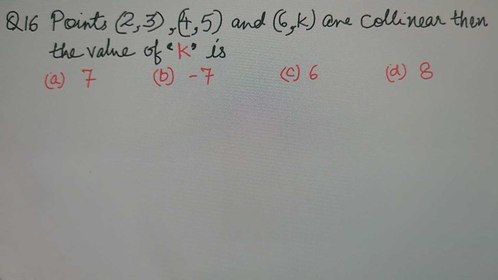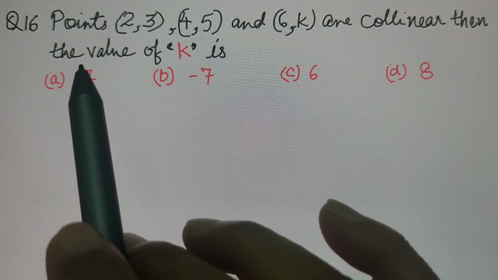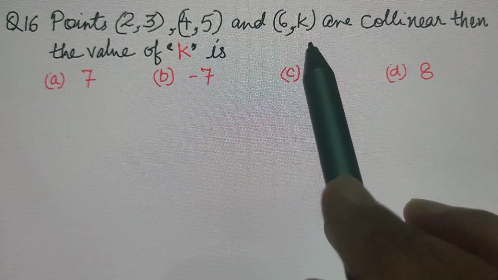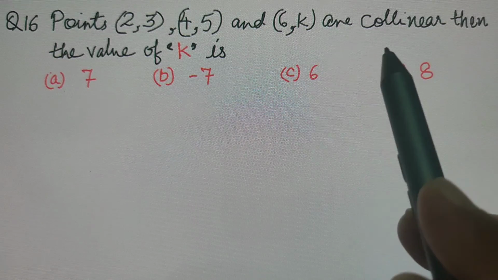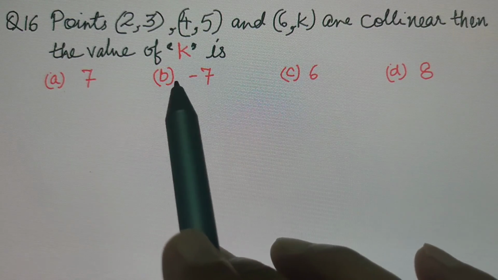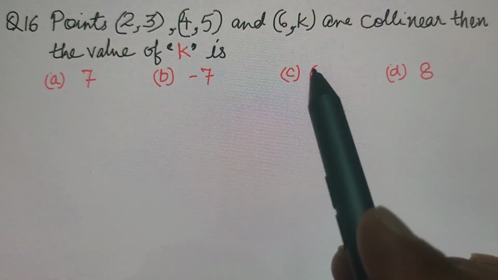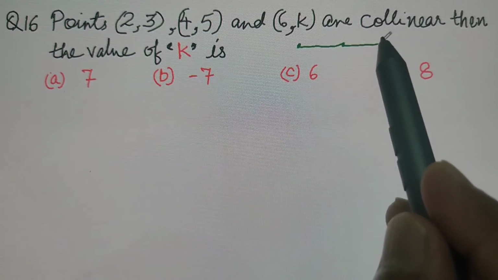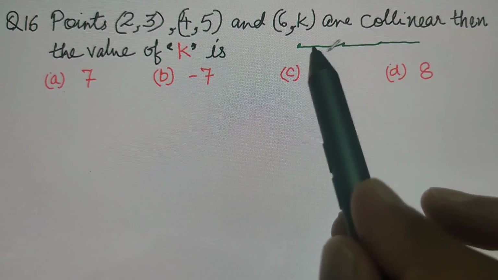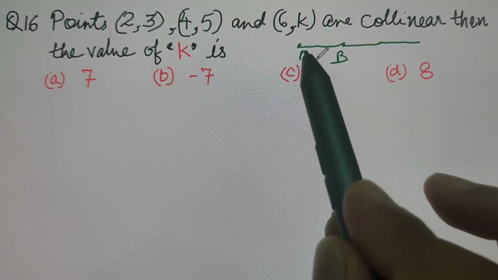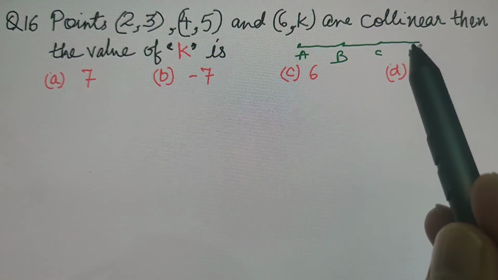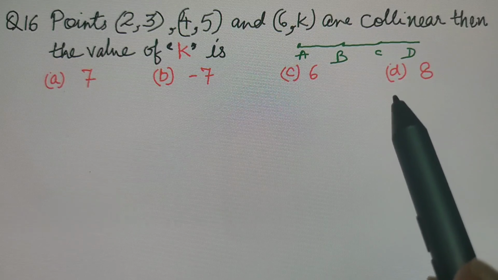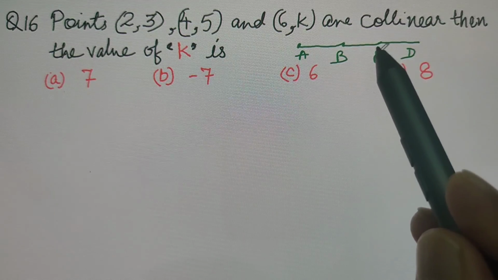Okay, great. Let's see question number 16, where we've been given the points 2 comma 3, 4 comma 5 and 6 comma k. Now these points are said to be collinear. Then we have to find the value of k. Okay, now let's first discuss what we mean by collinear points. When we have 3 or more points which are in a straight line, they are termed as collinear points.